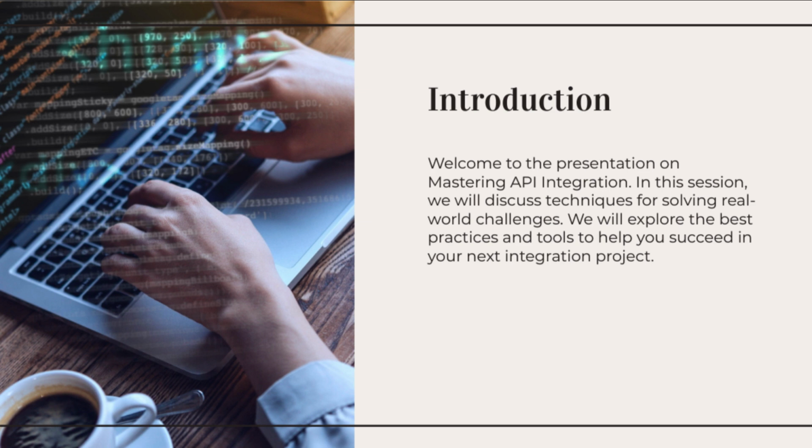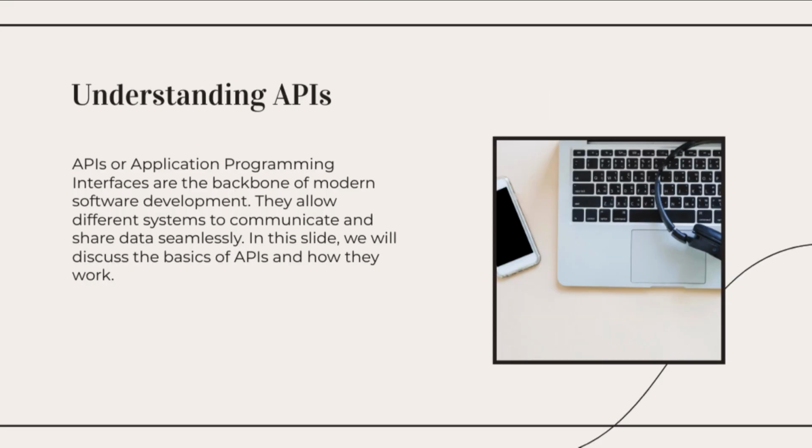1. Choose an API. Select an API that aligns with your interests or the problem you want to solve. Consider factors such as documentation quality, ease of integration, available endpoints, and authentication requirements. 2. Read the documentation. Thoroughly review the API documentation provided by the API provider. Understand the available endpoints, request and response formats, authentication methods, rate limits, and any specific guidelines or restrictions.